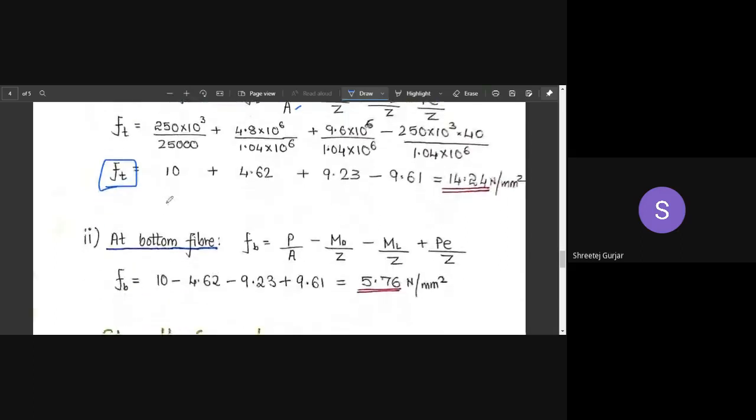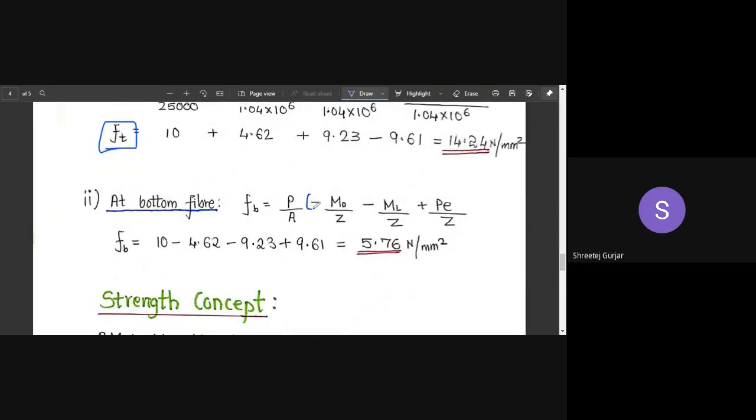Similarly, you can calculate for the bottom fiber. The only thing is that the signs will change over here; the rest of the things are the same. You can substitute and calculate. So the stress at the bottom fiber is plus 5.76 Newton per mm squared. These two values by the stress concept, the force concept also needs to give the same values.